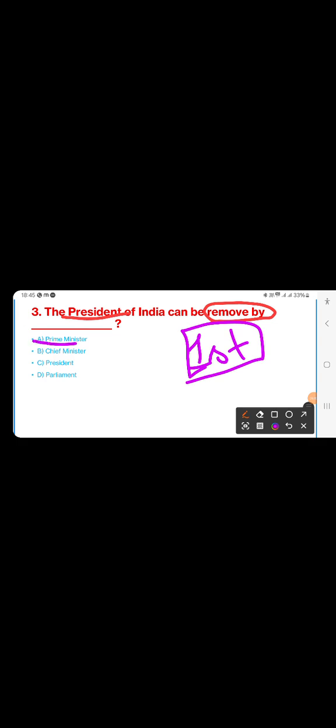The Prime Minister is not possible because it is not a higher position. Already you understand the President is the head of the state, but the Prime Minister is the head of the government. So the position will be below the President. So these options will not be correct.